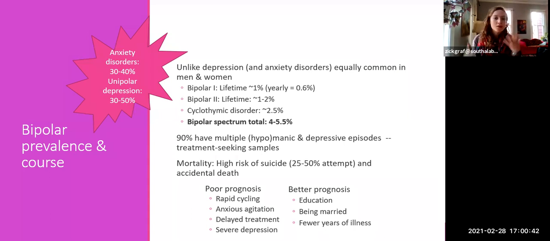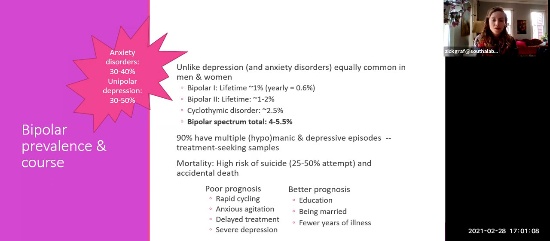Some of the worst prognostic indicators in depression are some of these specifiers. So when your mood and depressive episodes cycle rapidly, when you experience anxious agitation during your mood episodes, and when you experience a longer duration of untreated disorder, especially untreated mania, as well as when you have more severe manifestations of depression, these are all indicators that your course of illness will be worse and that you'll be less responsive to treatment.